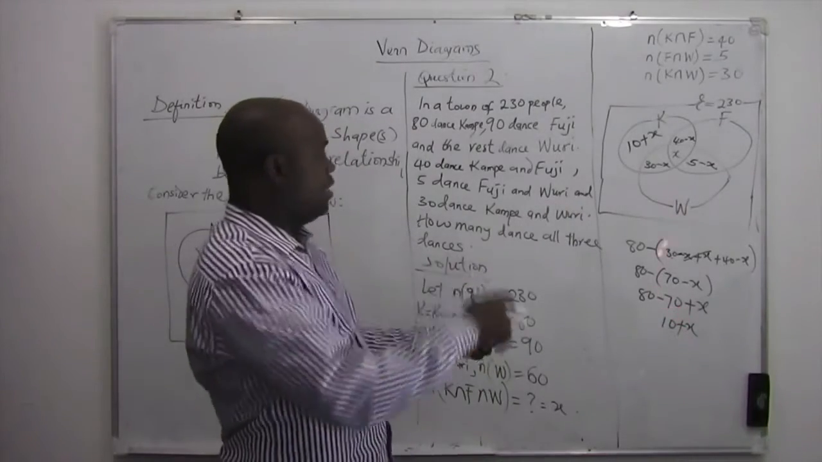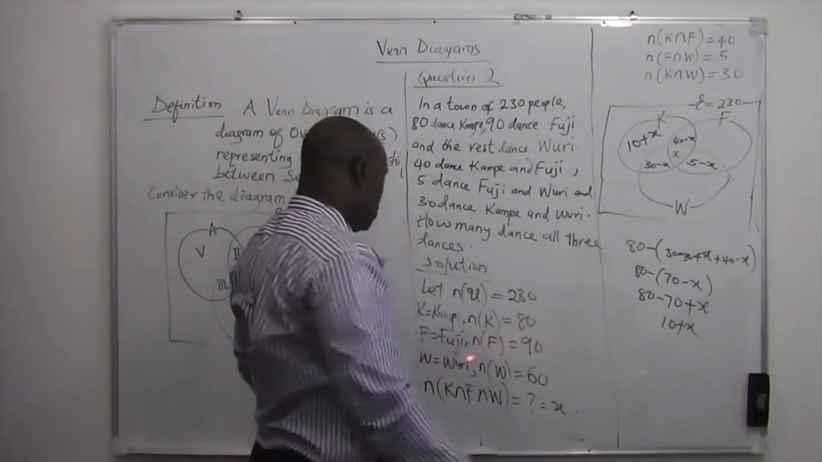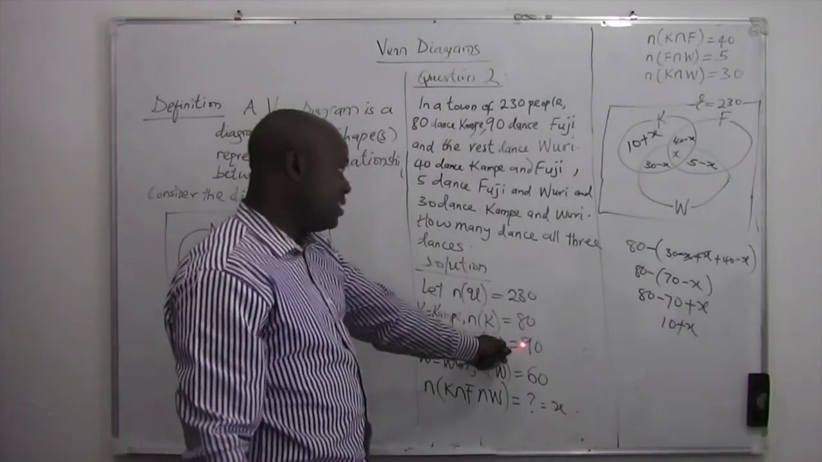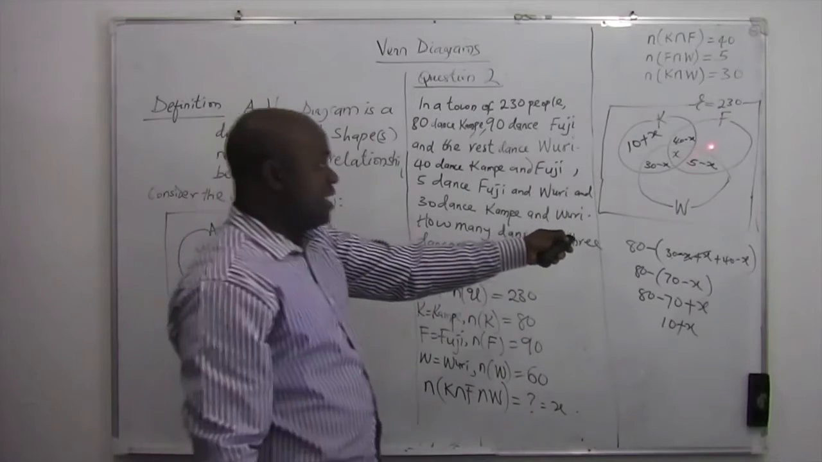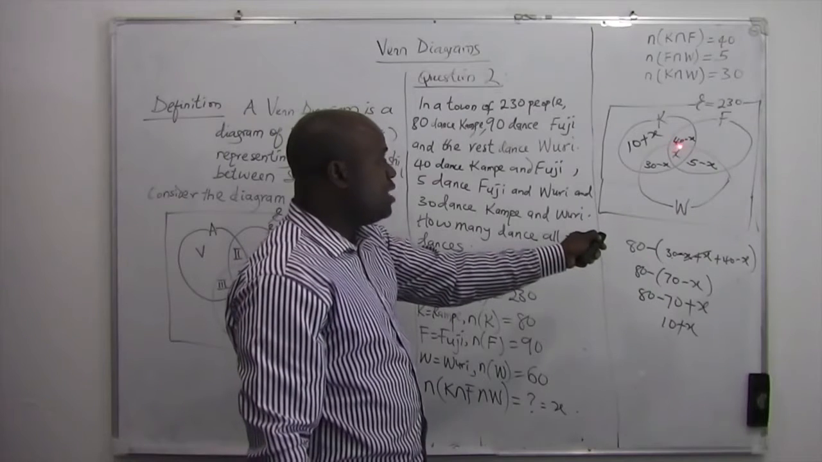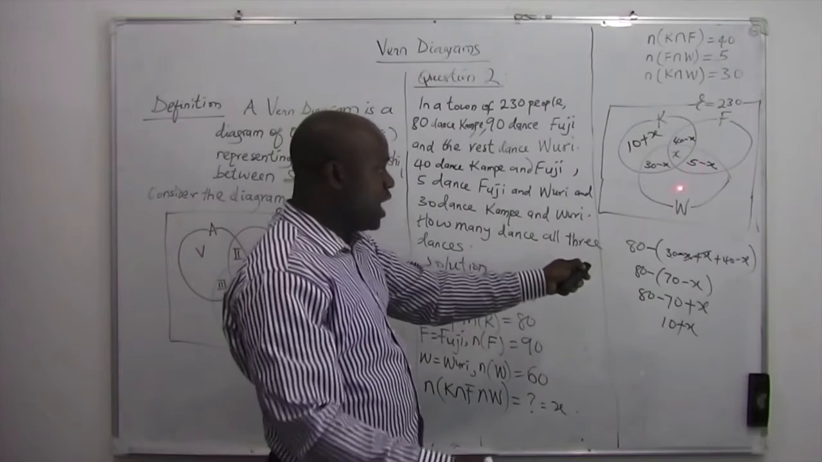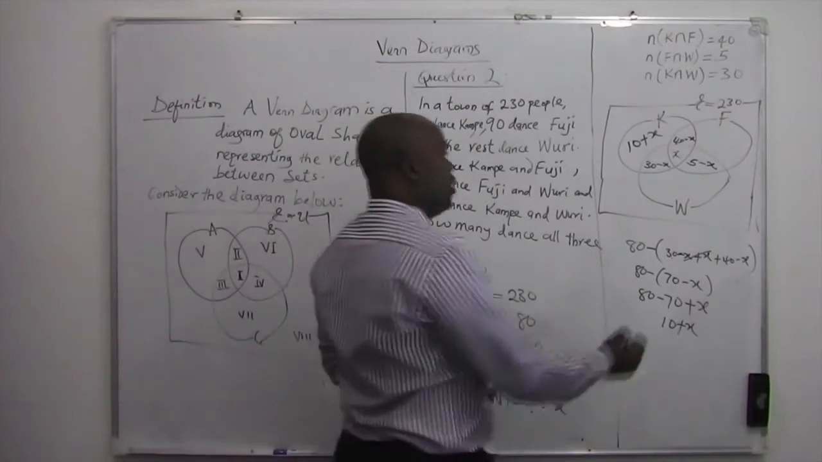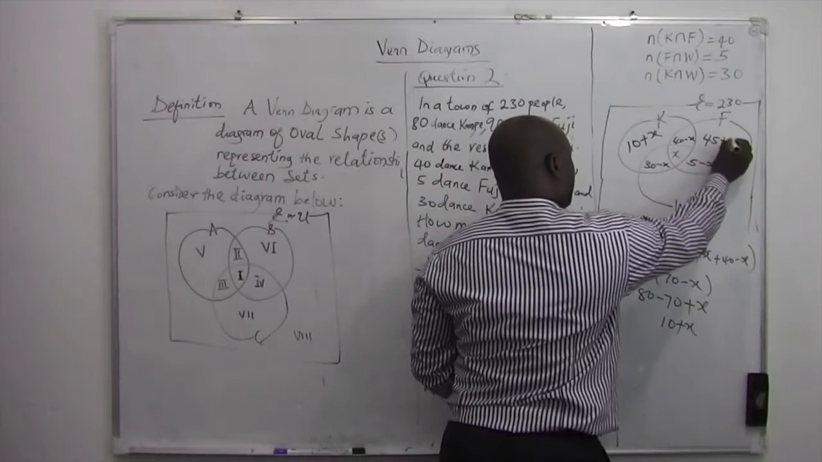The same thing we did here is what we do there. If you follow the procedure, you have that Fuji is 90. So you are going to have here 90 minus 40 minus x plus this put together. If you work it out, you are going to have this to be 45 plus x.